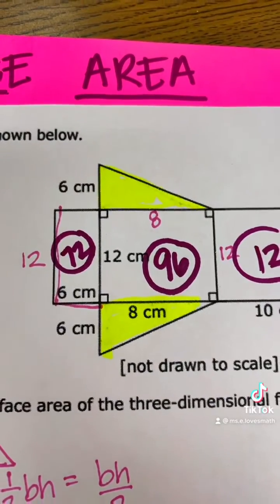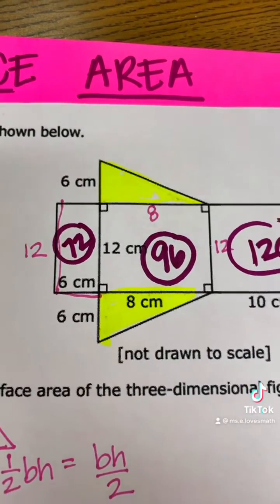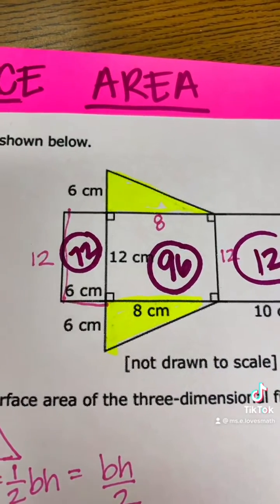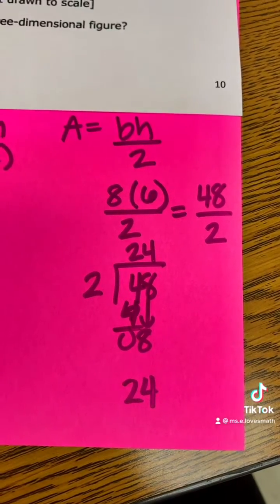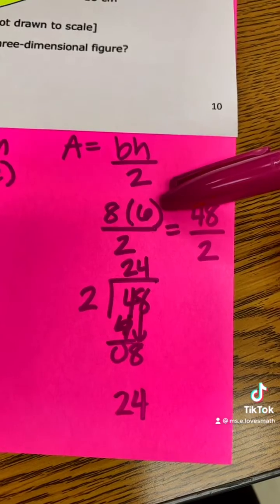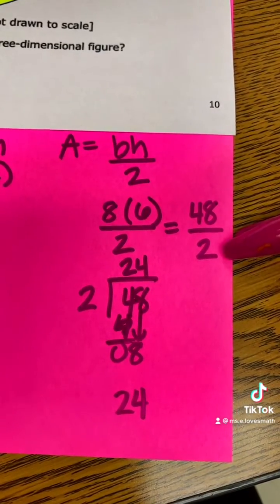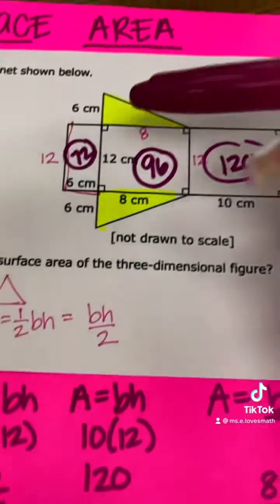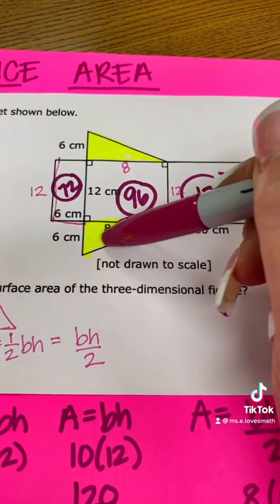I've highlighted the last two shapes, which are triangles, and if you look closely, both triangles have the same dimensions. 8 is the base, and the height is 6 for both triangles. I've solved for the area of one of the triangles. I multiplied the base of 8 times the height of 6, and then divided by 2. So 48 divided by 2 is 24. 24 is the area of one of the triangles. So that means it is the area of the other as well.